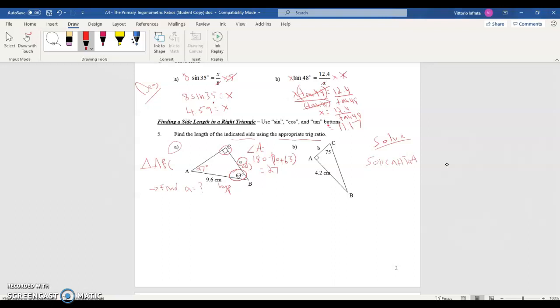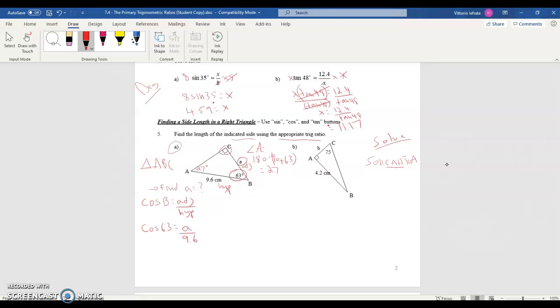And so what we can do is go look at which trig function has adjacent and hypotenuse. Well, it happens to be cos. So what we know is that we should use cos. We know that cos of angle B is going to be the adjacent over the hypotenuse. And so cos 63 is equal to our adjacent, which is A, over the hypotenuse, which is 9.6. So we're just replacing the values that we have there.